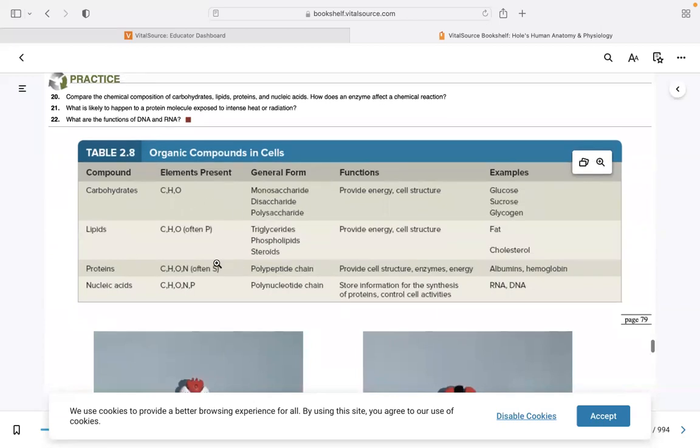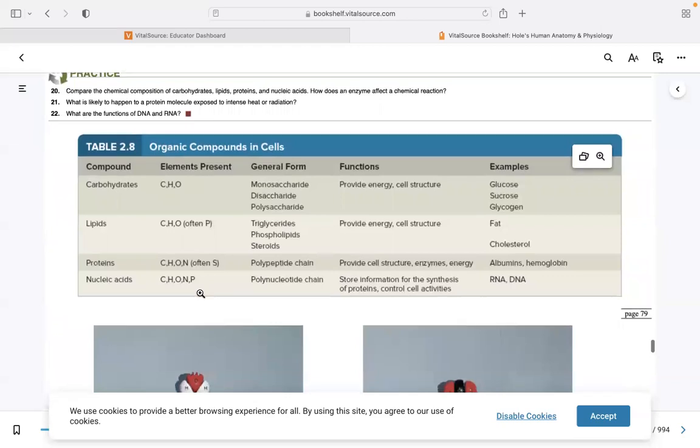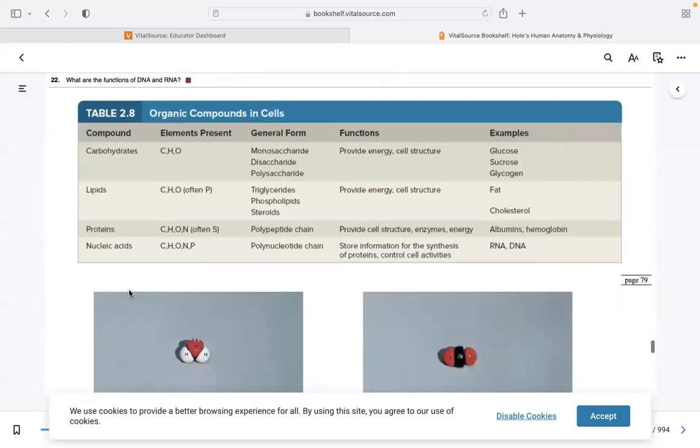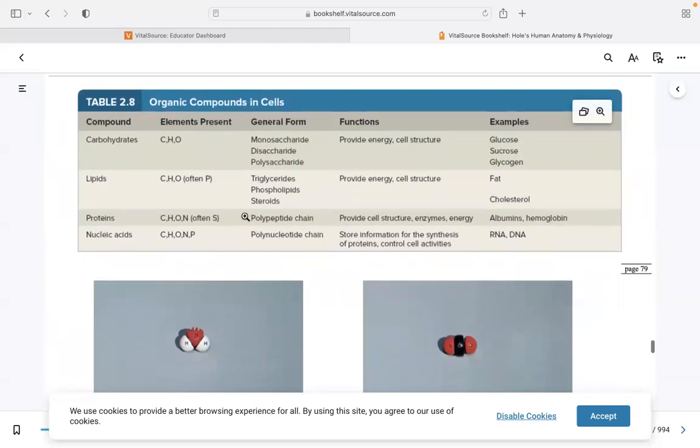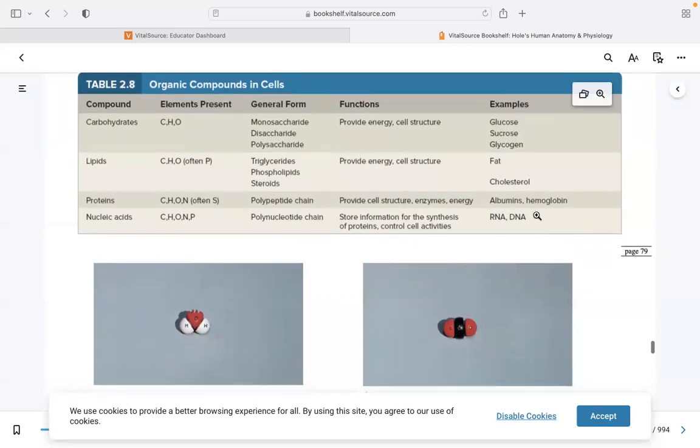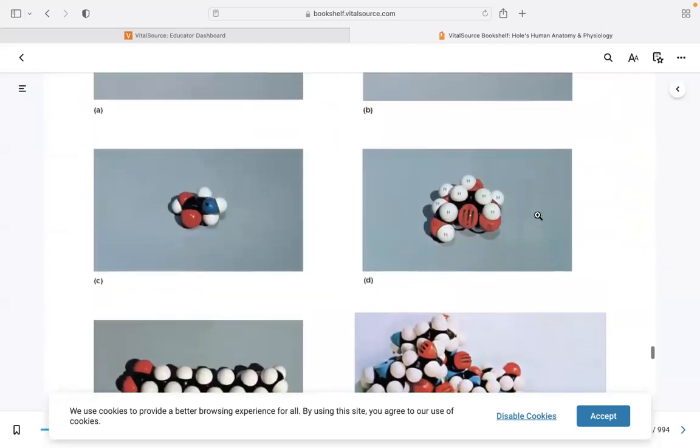Okay, here's a nice little summary. I don't like this general form, but hey, this is good. Does it have carbon, hydrogen, oxygen? Carbon, hydrogen, oxygen. Carbon, hydrogen, oxygen, and nitrogen. It's protein. Carbon, hydrogen, oxygen, nitrogen, and a phosphate group. So that's nucleic acid. Here's examples. The big example protein, hemoglobin. Hemo means blood. Globin means protein. Medical terminology. I could also add that.